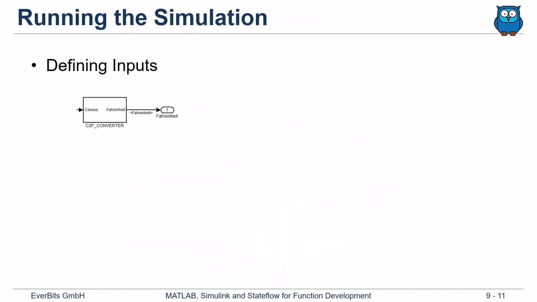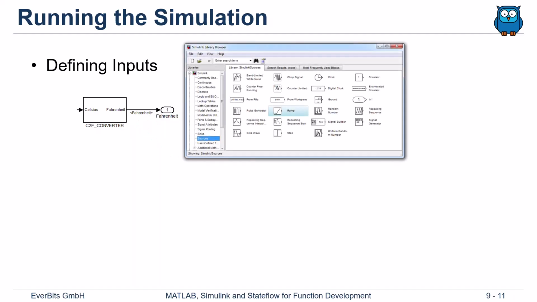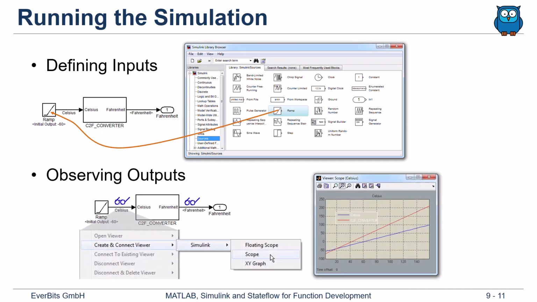The subsystem can be simulated and tested in Simulink. For this, we need a test harness with input and parameter values, as well as reference output values to be compared with real outputs of the subsystem. Simulink Sources Library includes many input signal generators for this purpose. We will use a ramp block to generate the input, and we will use Simulink viewers to view the outputs.